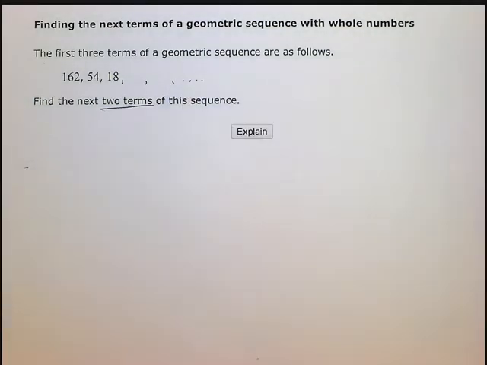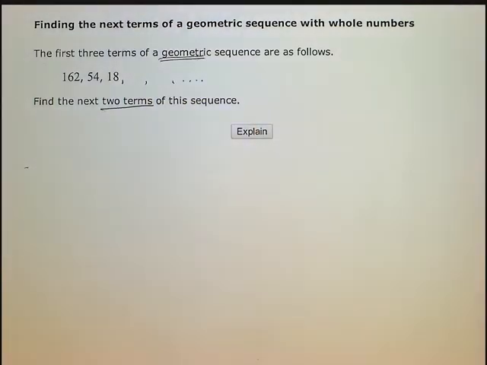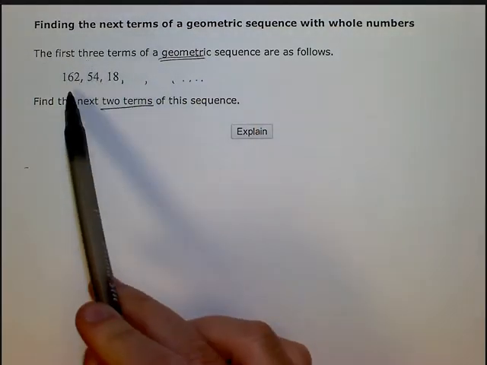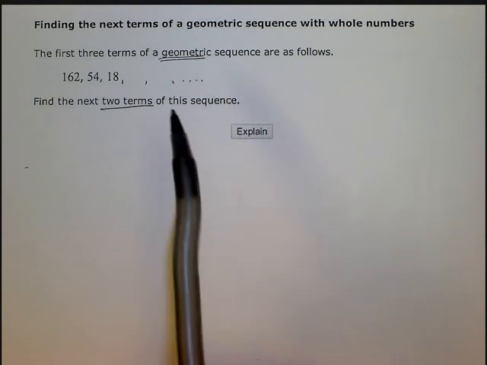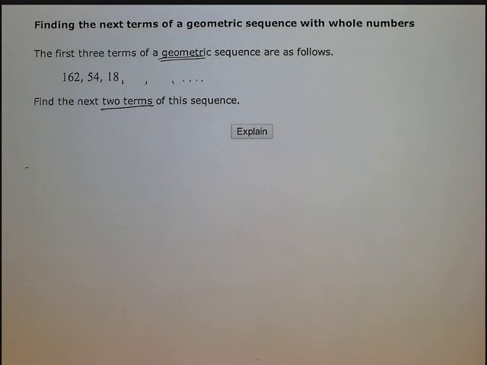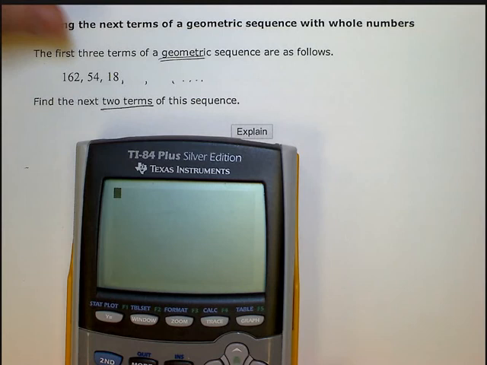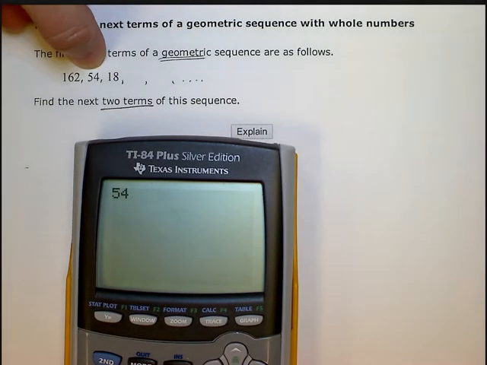Okay? Now, it also tells us that this is a geometric sequence, which means we're multiplying or dividing by a number to get from the first term to the next term, from the next term to the next term. So we're multiplying or dividing by a number. Now, my favorite way to figure out what my common ratio is, or what the number we are multiplying or dividing by is, is to take this second term, 54, and divide it by the first term.